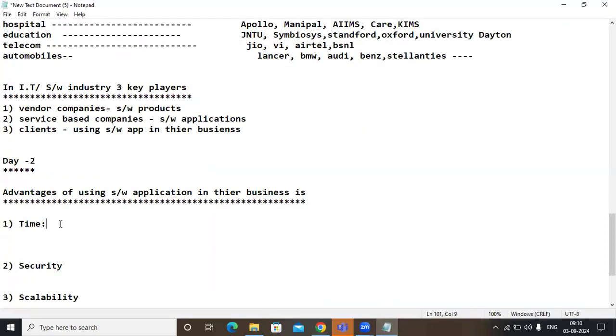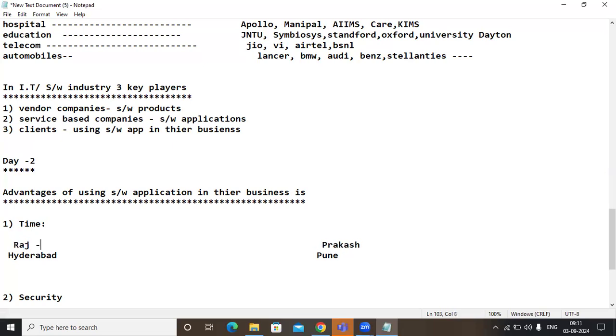So first advantage, time saving. How will time be saved? Very simple. For example, one of my friends, his name is Mr. Raj. He is living in maybe Hyderabad, and myself, Prakash, I am living in Pune. We are friends for the last 30, 40 years. I'm talking about 15, 20 years back. One fine morning, Raj called me, asking maybe 10,000 rupees.